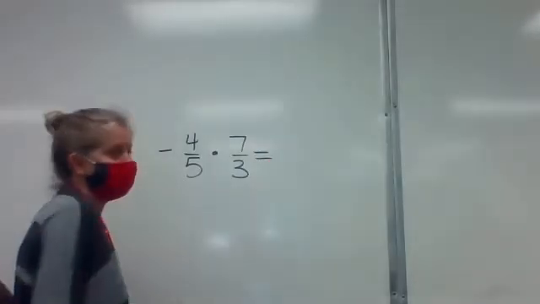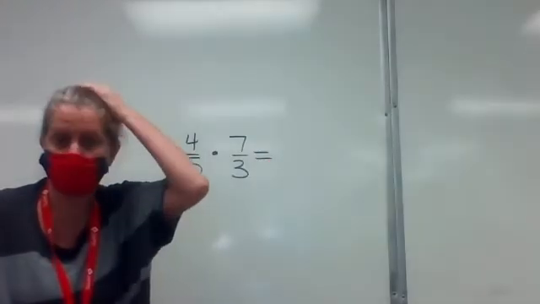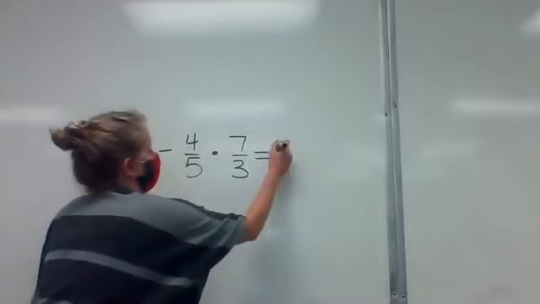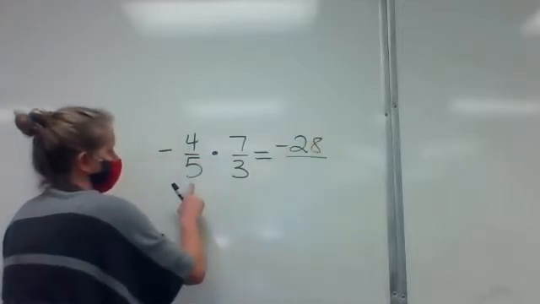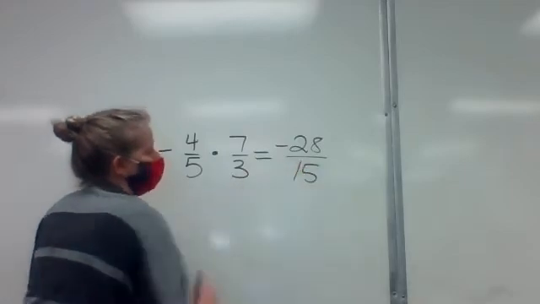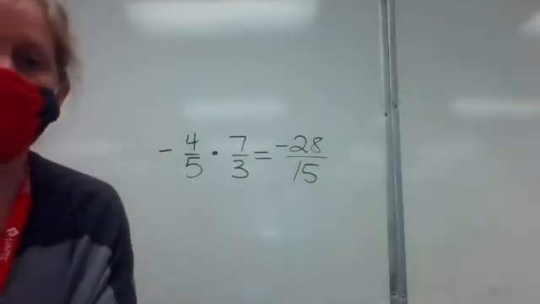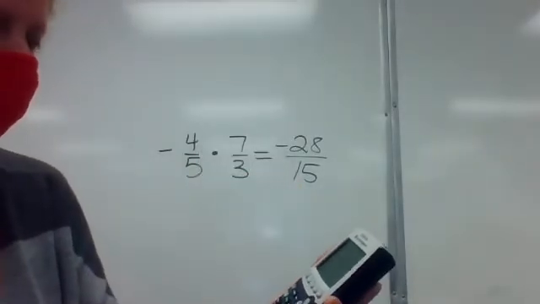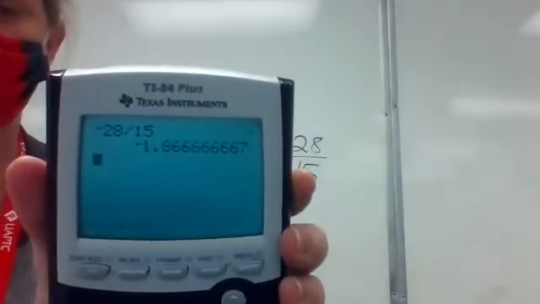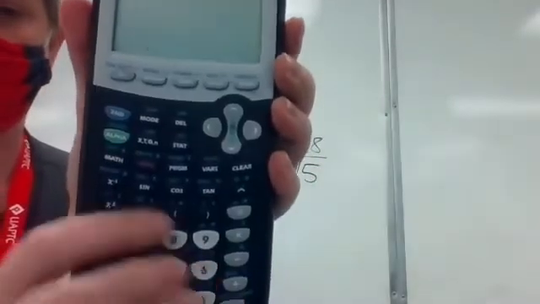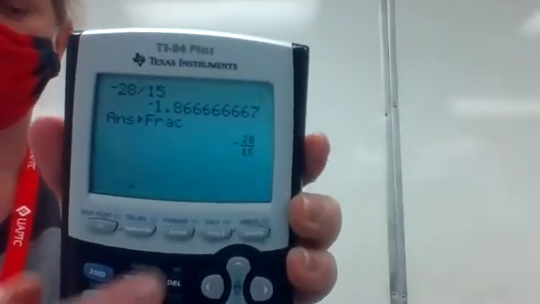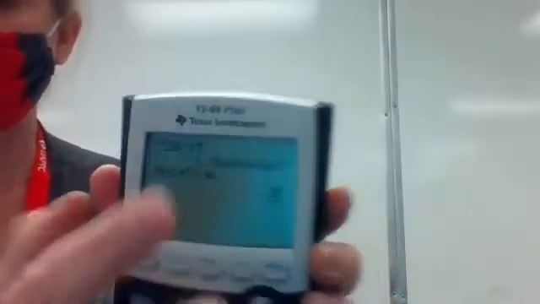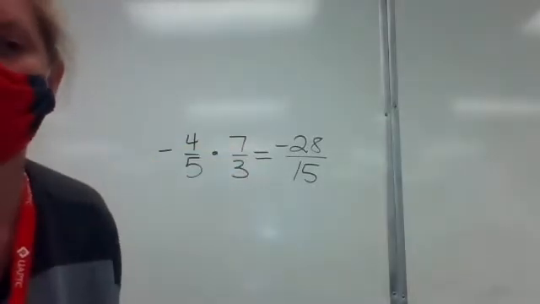Sometimes on a problem like this, it may just be easier to do it by hand. Negative 4 times 7 gives me negative 28. Straight across on bottom, 5 times 3 is 15. And then if you wanted to check yourself to make sure it didn't reduce, just type in your answer, negative 28 divided by 15. Get your decimal, and then math, enter it. So you'll notice I still have negative 28/15, which just means that was in its simplest form. I can't reduce that fraction.